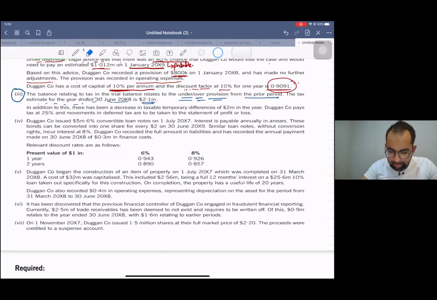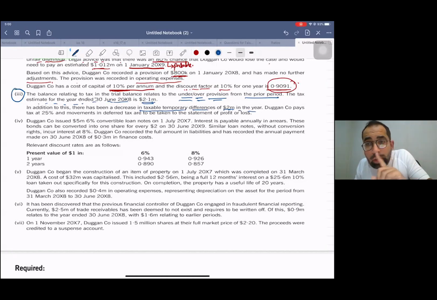Then the third thing. Now, in addition to this, there has been a decrease in taxable temporary differences of 2 million in the year. See, a decrease in taxable temporary difference, not deferred tax provision. This is taxable TD, taxable temporary difference. If you multiply this taxable TD with the tax rate, then you will get DTL.